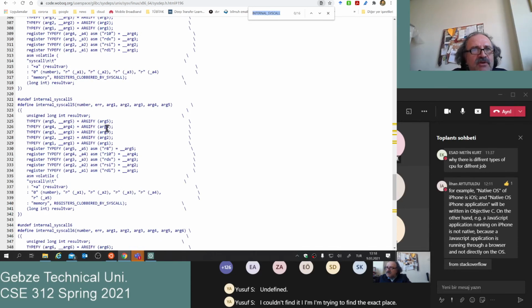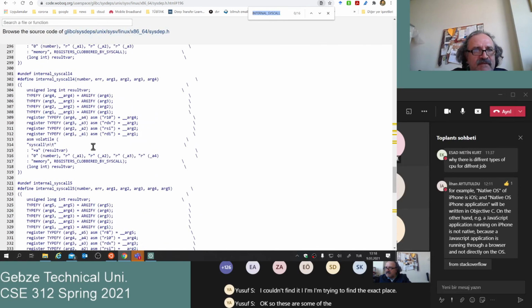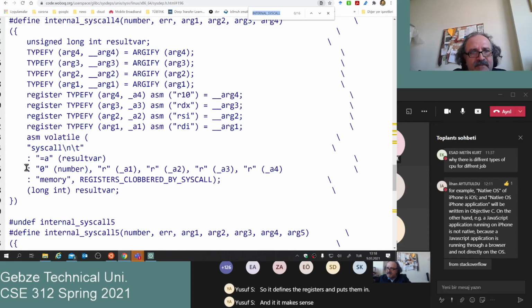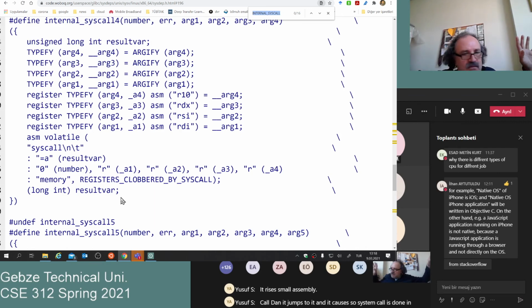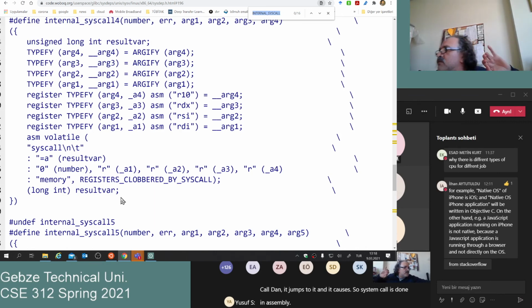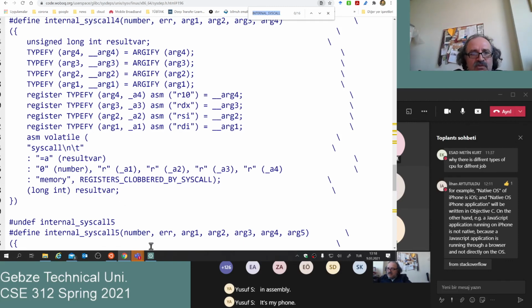Oh, okay. So these are some of the system call stuff. It defines the registers and puts them in, and it makes an assembly. It writes a small assembly code and it jumps to it and calls it. So a system call is done in assembly. So let's go back.